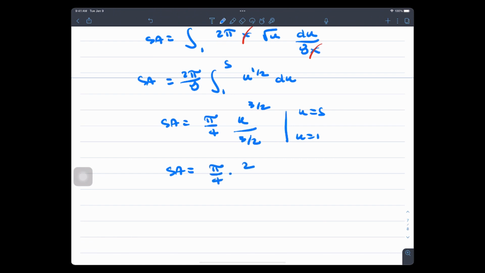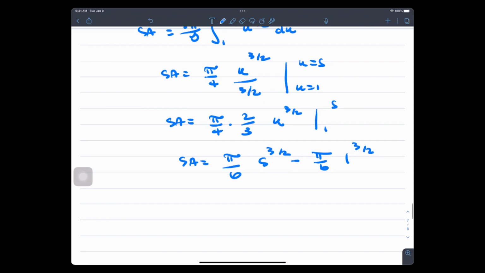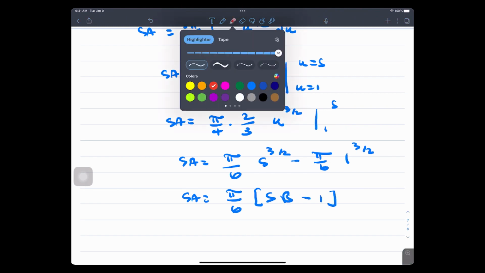Pi over 4 times 2/3, u to the 3 halves, from 1 to 5. Pi over 6, 5 to the 3 halves minus pi over 6, 1 to the 3 halves. So we could just write it as pi over 6 times (5 square root of 5 minus 1). And so, ladies and gentlemen, there you go.